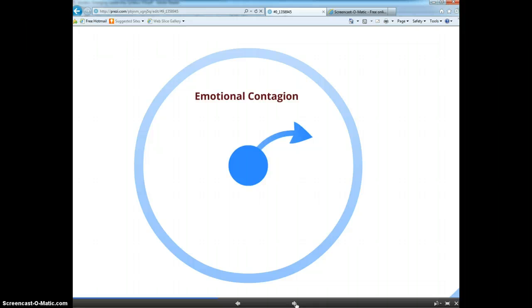And Barsade explains that we interpret others' emotions. Basically, we mimic facial expressions, we mimic particular speech patterns, and that emotion then moves from the leader to the follower to the group itself. There's all kinds of fascinating research out there on emotional contagion that I kind of got a little bit lost in, so there's a lot of research out there if you're interested in that.